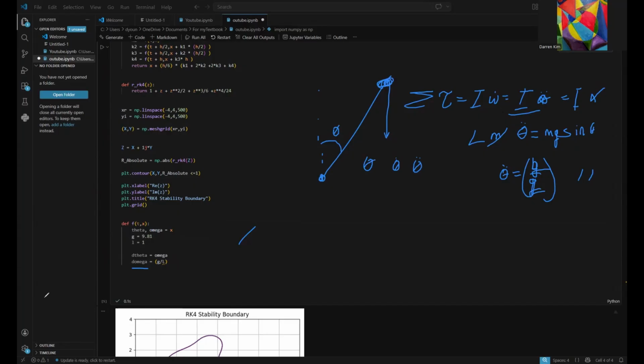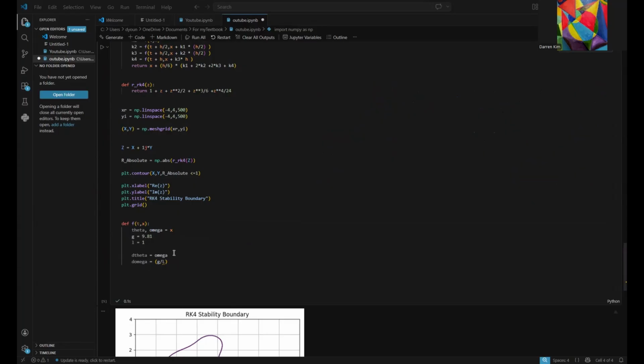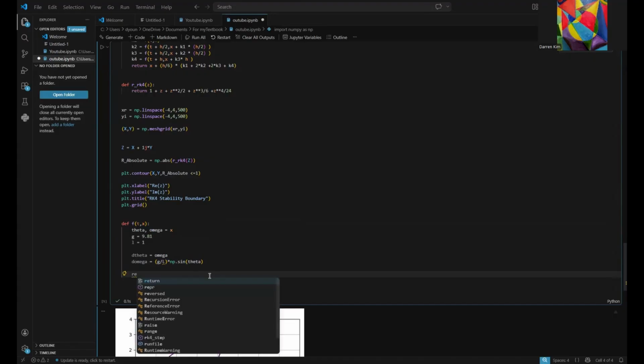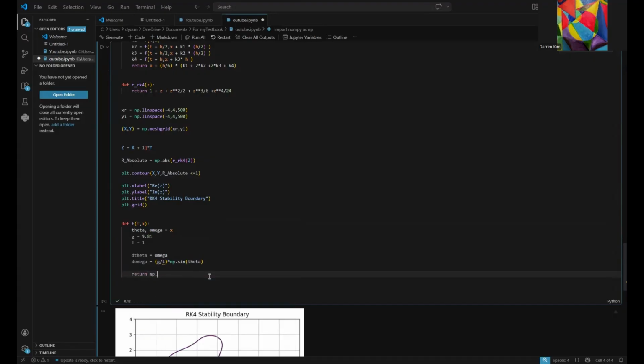You can kind of see where this ODE is. I'm just going to continue and you will see it. It's going to be np.sin, and then you can see over here we'll choose theta. This is why it's called a nonlinear ODE. And then this is where we return an array. We're going to do np.array with brackets, and we want two things out of here: d theta first of all, and d omega.